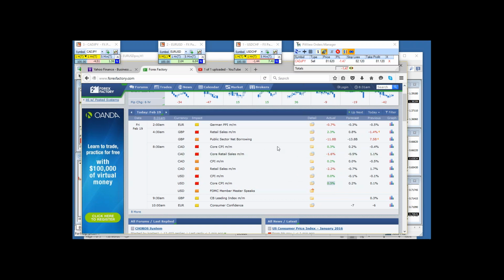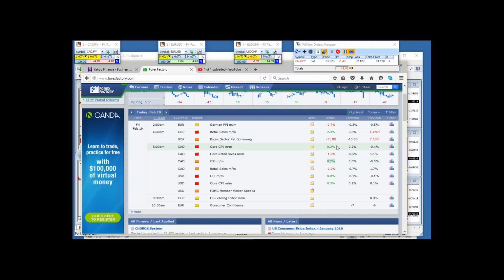Going around the horn with some other things here. The CPI in Canada, the core CPI and the CPI that includes energy, just like the U.S., actually came out better than expected. The retail sales number, though, in Canada absolutely got crushed. It was expected to be negative 0.5. It came out at negative 1.6. So net, I think you would look at that as more of a net negative in Canada.